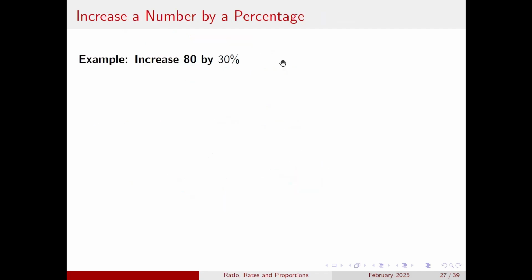48.6. Right. Let's now look at increasing a particular number by a certain percentage. So for example, increase 80 by 30%. So you have the number 80. It could stand for anything. It could stand for 80 oranges. We want to increase this number 80 by 30%. So first of all, to increase 80 by 30%, my first strategy will be to find 30% of 80. So that's 30 out of 100 times 80. So this cancels out. I have 8 times 3 is 24.